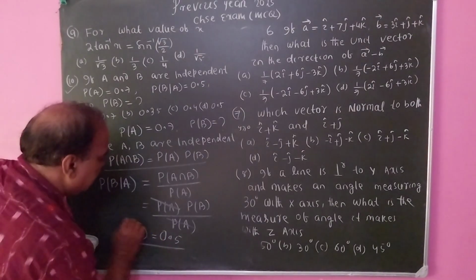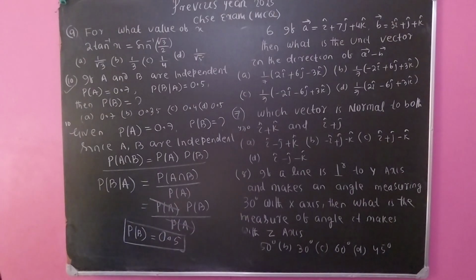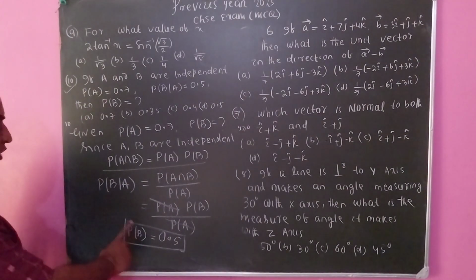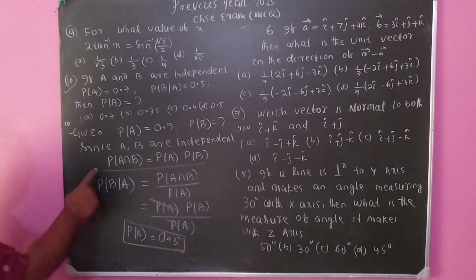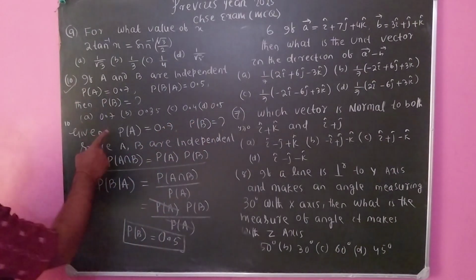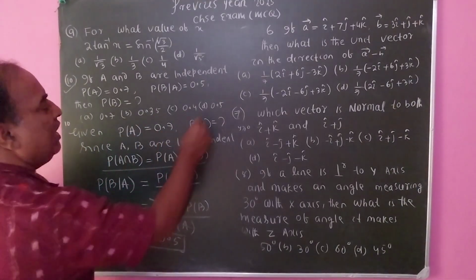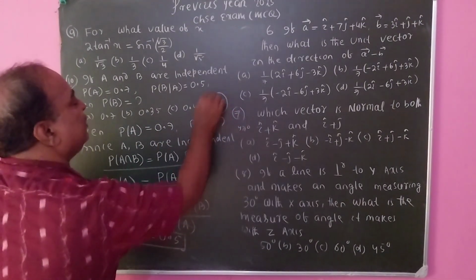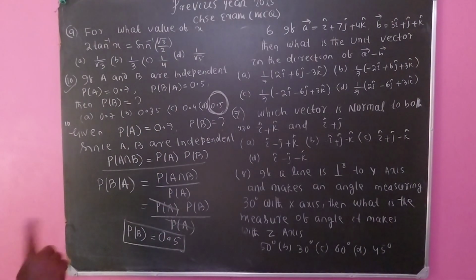So this is the correct answer of this question. Since A and B are independent, probability of B is equal to 0.5 because probability of B conditional A is 0.5. So here the options are 0.7, 0.35, 0.4 and 0.5, and the correct answer is 0.5.